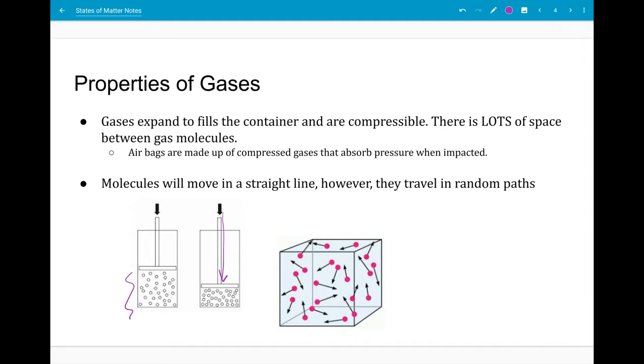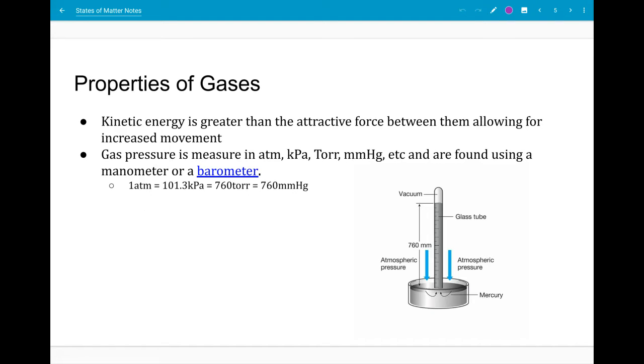So when the piston goes down, it allows for the compression. And here it's just showing the random paths of those gases going beep, bum, bum, bum. Okay, nice straight lines, but totally random. We cannot control where those gases go. Kinetic energy is greater than the attractive force, allowing for increased movement. That's a property of gas.